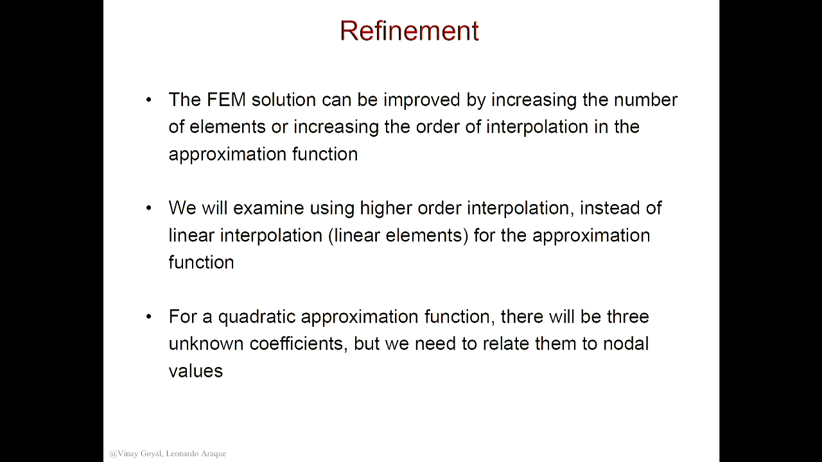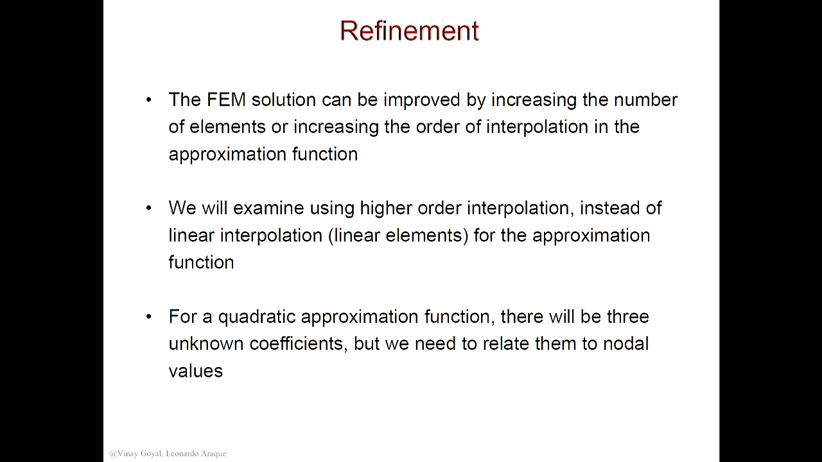And so if I want to use a quadratic approximation over an element, how many unknowns do you think I will have? How many unknown coefficients are there in a quadratic approximation? In a linear approximation, we had 2 unknown coefficients. In a quadratic approximation, how many unknowns do you think we will have? 3 unknowns. That makes sense, right?